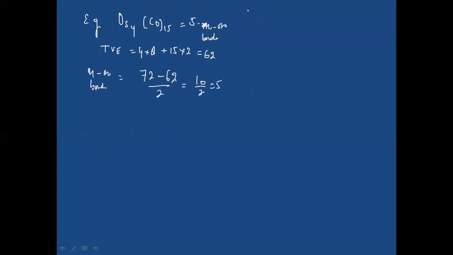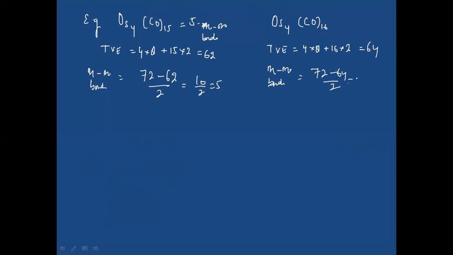Again, if we have this type of compound Os4(CO)16, how many metal bonds? TVE will be equal to 4 into 8 plus 16 into 2. 4 into 8 is 32, plus 32, that is 64. So metal bonds will be (18 into 4, that is 72, minus 64) divided by 2, that's 8 by 2, that is 4. So this compound contains 4 metal bonds. I hope this is clear to everyone now, how to determine metal bonds.